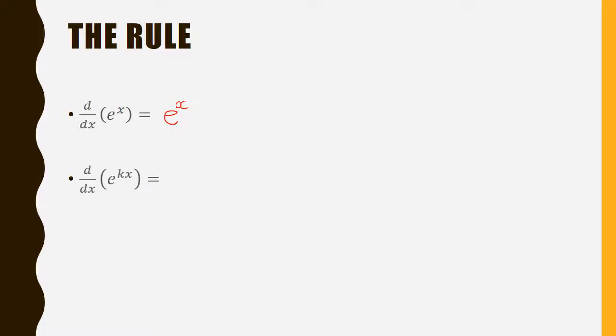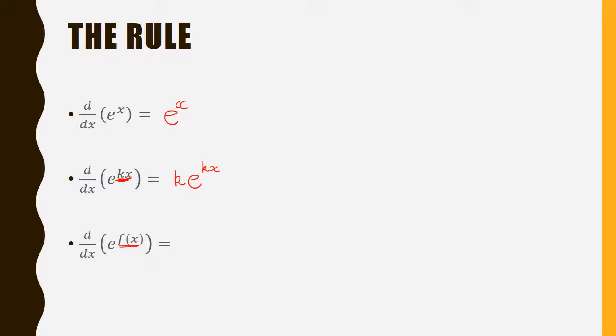Our second option, very similar, but we've got a value of k here, a constant. What happens is that we end up with, if we differentiate this, we differentiate the power. The derivative of kx is k, and we're left with e to the power of kx again. Our final option is if we have a whole function here.